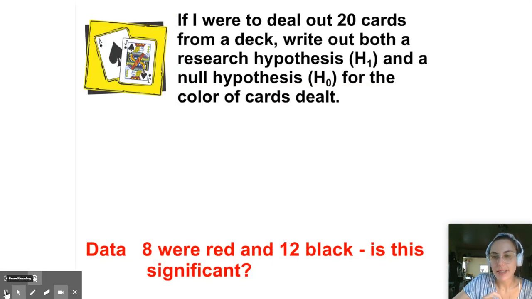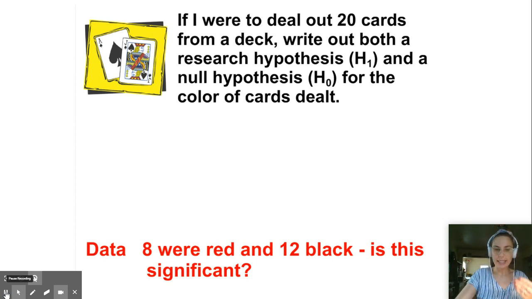So let's use an example of a deck of cards. We know in a deck of cards there are red cards and black cards. There are 4 suits, but right now we're just doing colors. If I were to deal you 20 cards from that deck, and it were all up to chance, if the rules of probability were exactly followed, I would be supposed to get 10 black cards and 10 red cards.